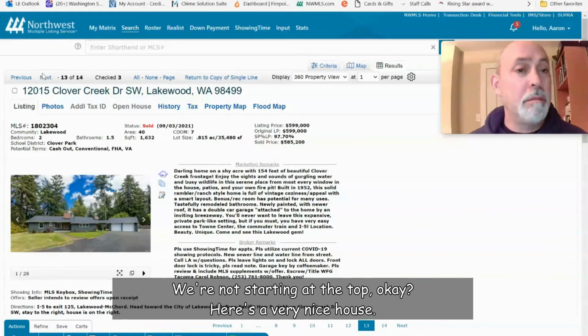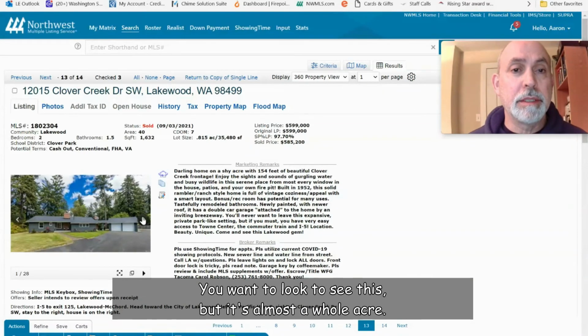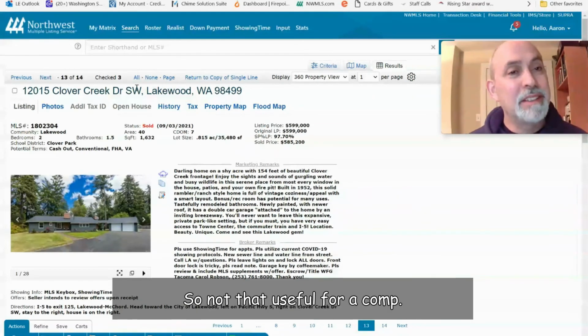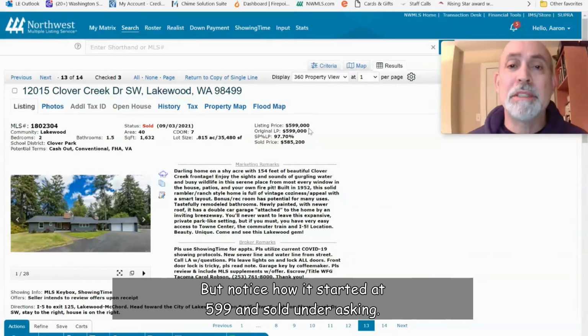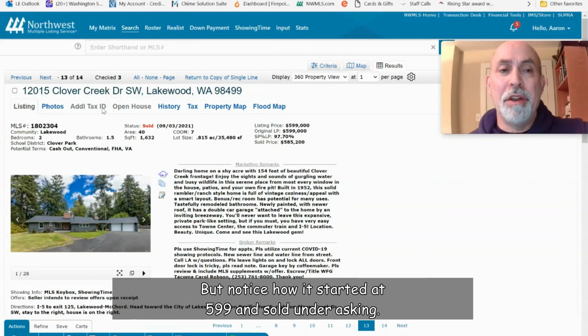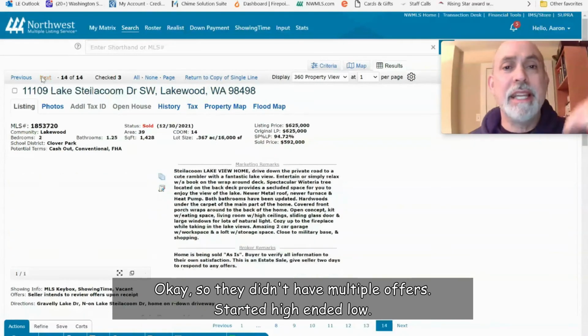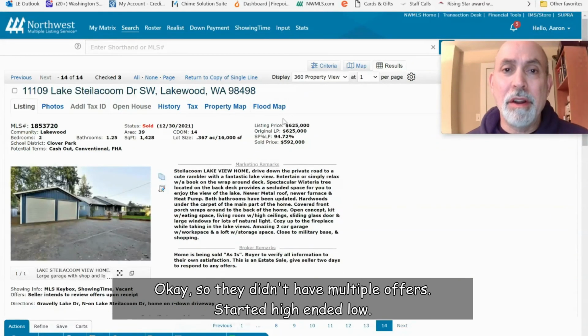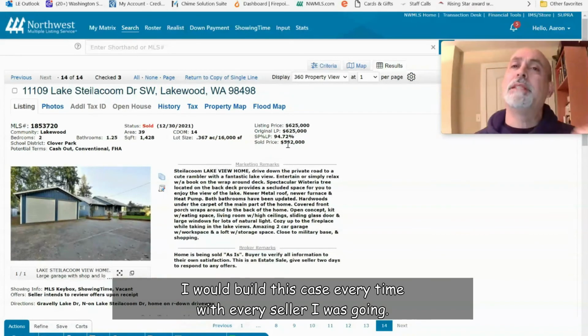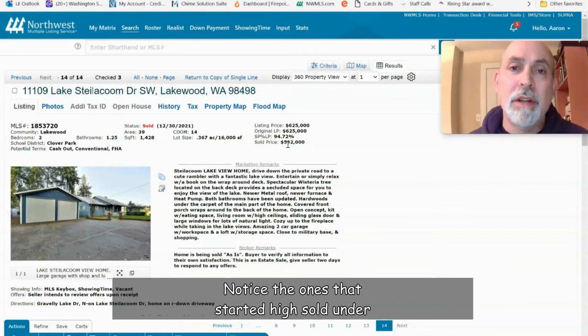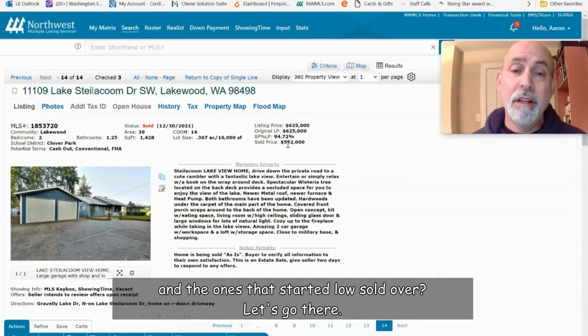Okay. Here's a very nice house. You want to look to see this, but it's almost a whole acre, so not that useful for a comp. But notice how it started at 599 and sold under asking. So they didn't have multiple offers. Started high, ended low. I would build this case every time with every seller. Notice the ones that started high sold under, and the ones that started low sold over.